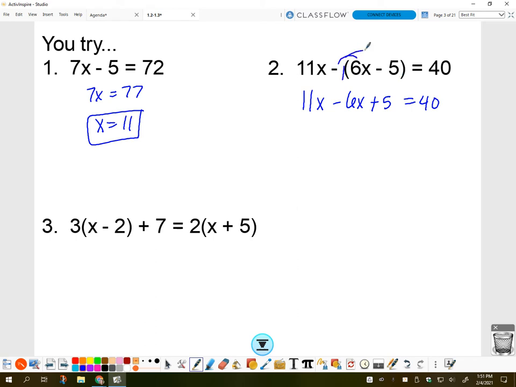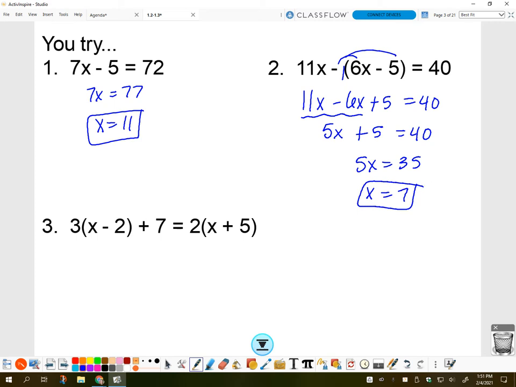And you're going to distribute that. Combine like terms on the left where you have 2 x's that can go together. Subtract the 5, divide by the 5, and you get 7.